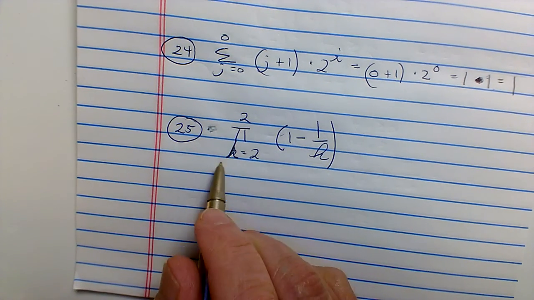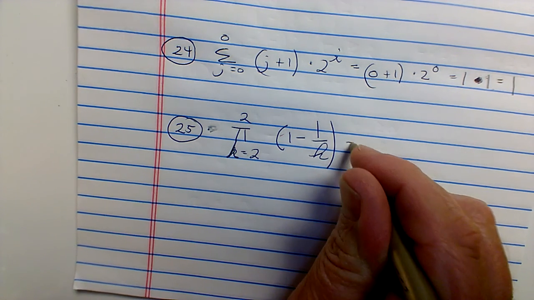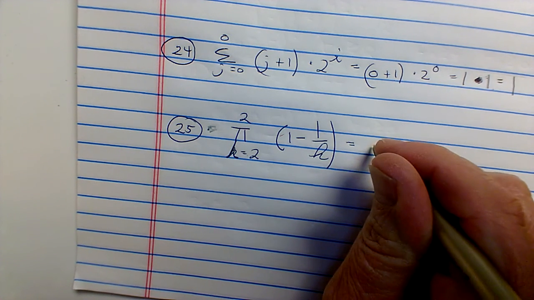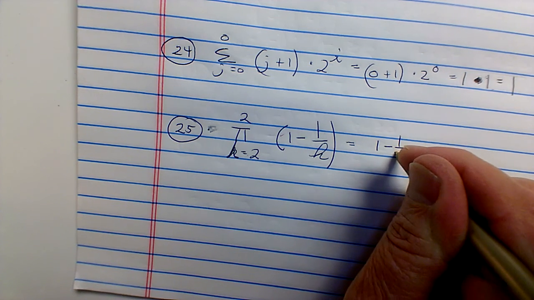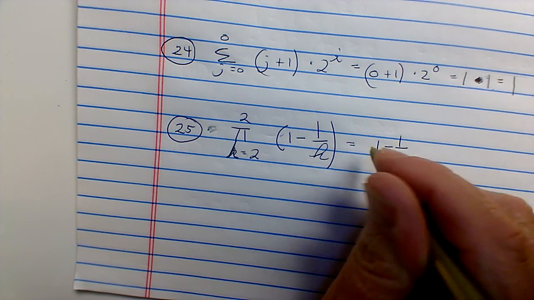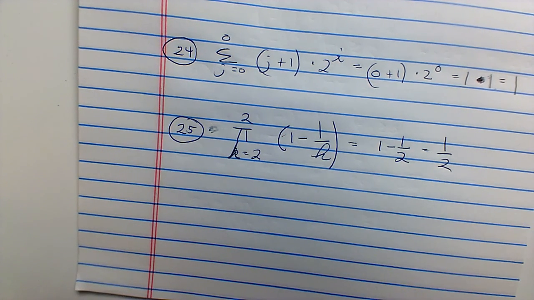This one's also kind of interesting. Since it goes from 2 to 2, there's only one factor. And that one factor is 1 minus 1 over 2. In other words, it's just 1/2. Hope this helps you get started so that you can do the problems on the homework.